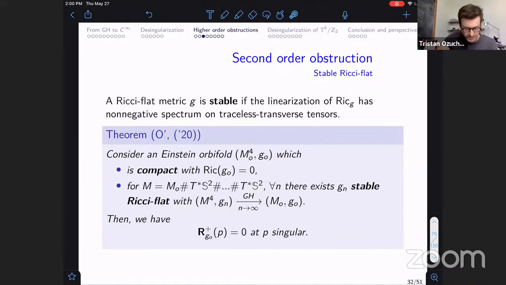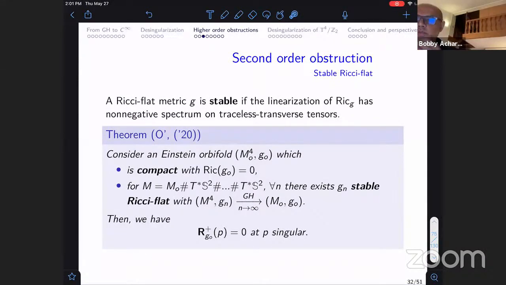So for me, stable means that the linearization of Ricci has non-negative spectrum. If you look at it from a Ricci flow point of view, it means that the Ricci flow will flow back to your Ricci-flat metric. And from the point of view of the variational aspect of the Einstein metric with the Hilbert-Einstein functional, you also have a sign around this metric.